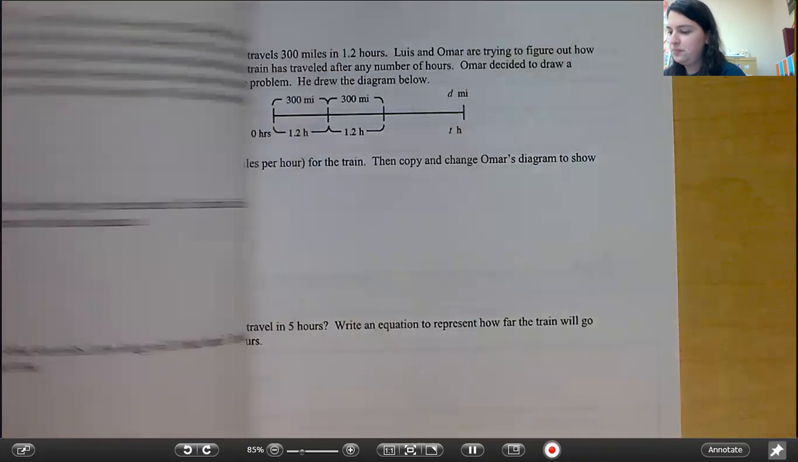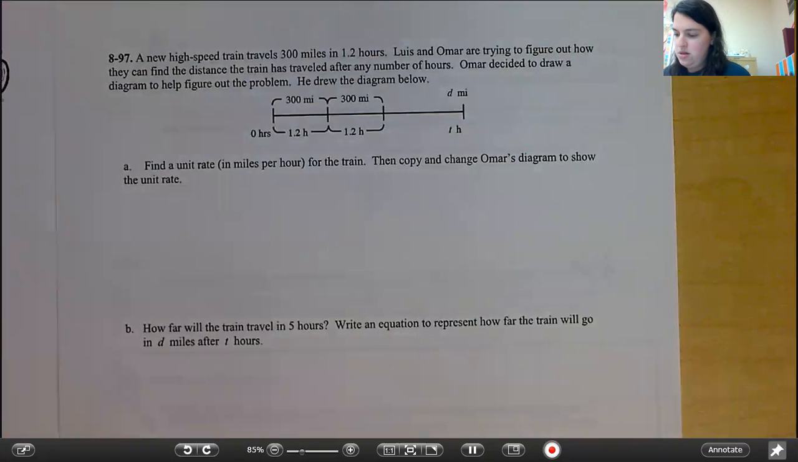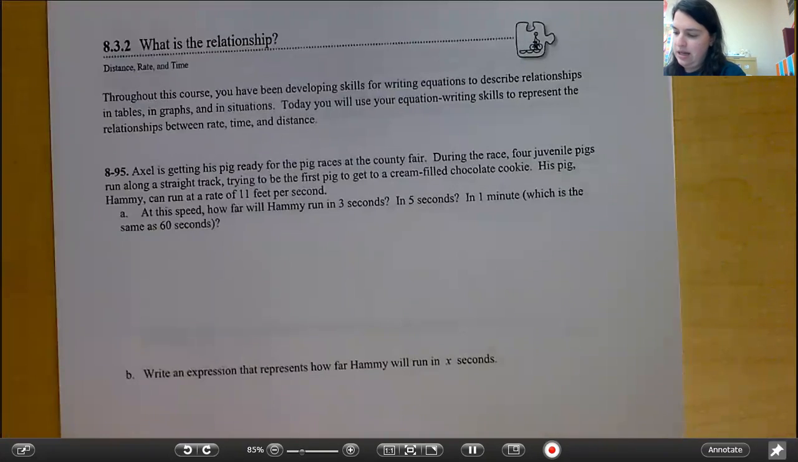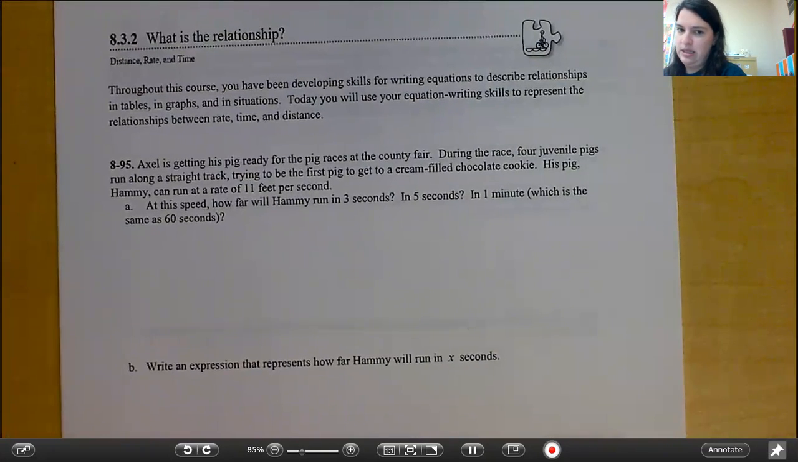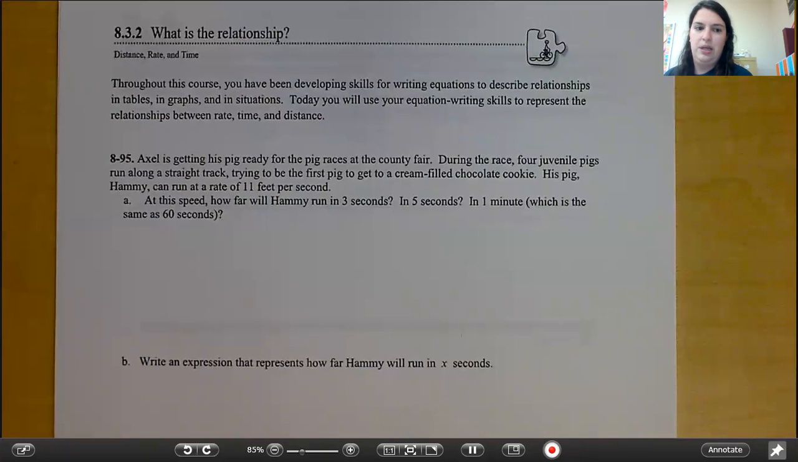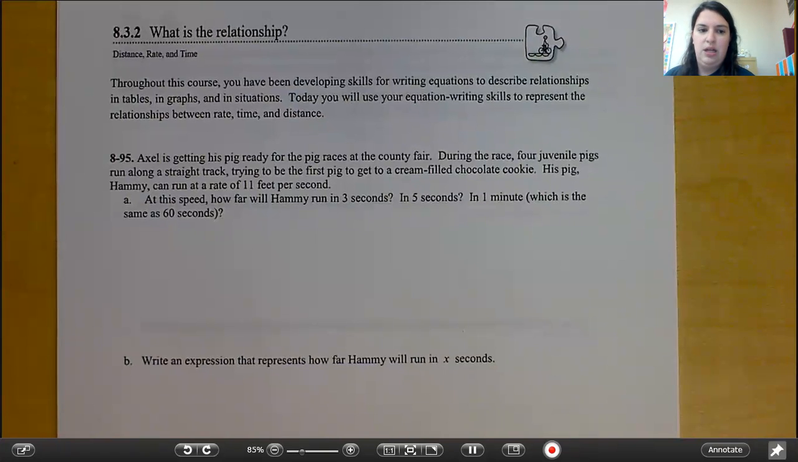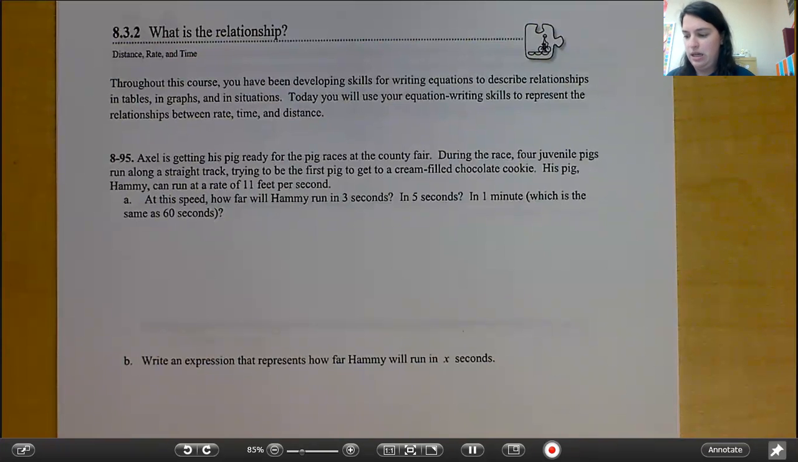Problem 895. Axel is getting his pig ready for the pig races at the county fair. During the race, 4 juvenile pigs run along a straight track, trying to be the first pig to get a cream-filled chocolate cookie. His pig Hammy can run at a rate of 11 feet per second. A. At this speed, how far will Hammy run in 3 seconds, in 5 seconds, in 1 minute, which is the same as 60 seconds?